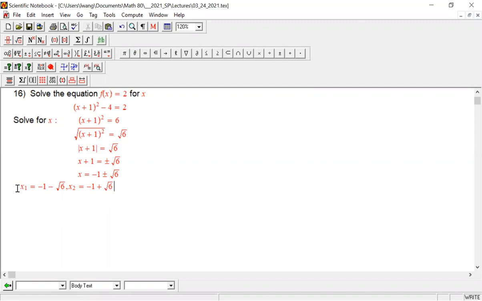These two numbers are the consequence of setting f of x equals 2. So we get 2 points. What are these 2 points? These 2 points have the same output, different input.